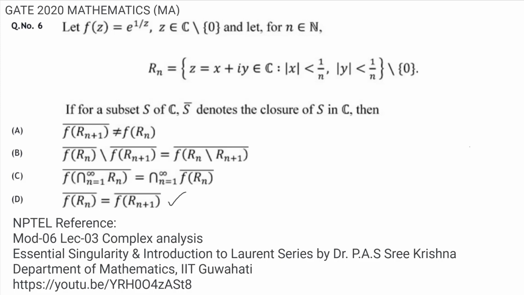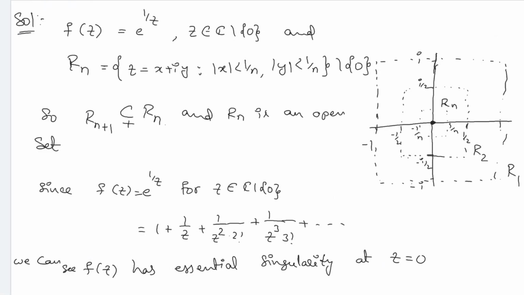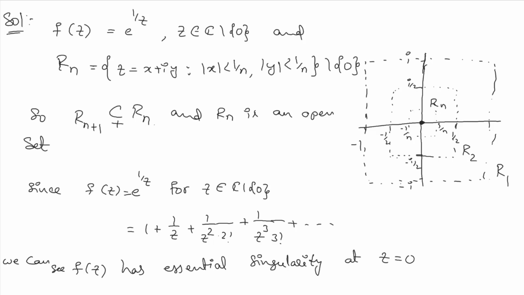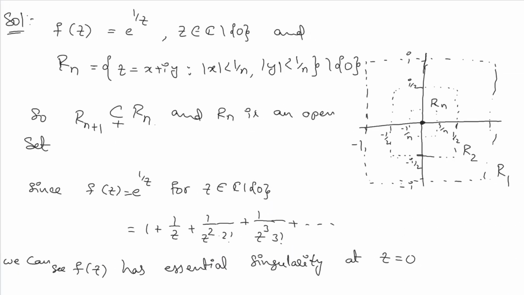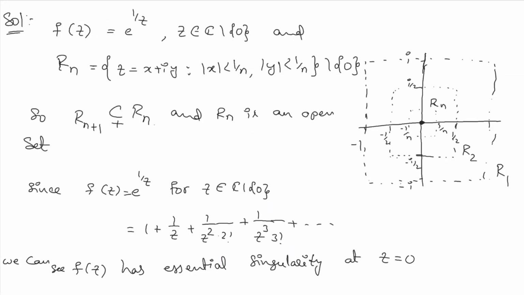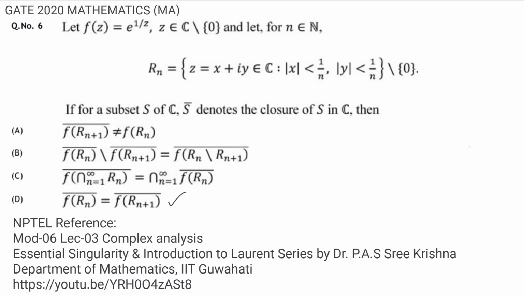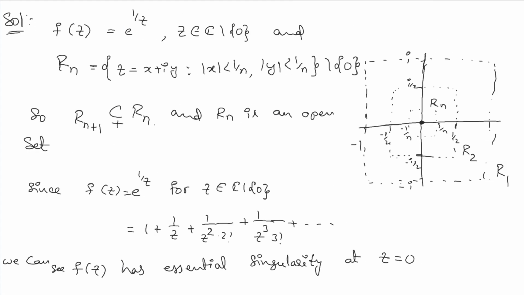Coming to the second option, the left hand side, closure of f(Rn) minus closure of f(Rn+1), is nothing but the empty set. Whereas on the right hand side, we have the closure of f(Rn minus Rn+1). For the case n equal to 1, we have R1 minus R2, so we get this neighborhood.